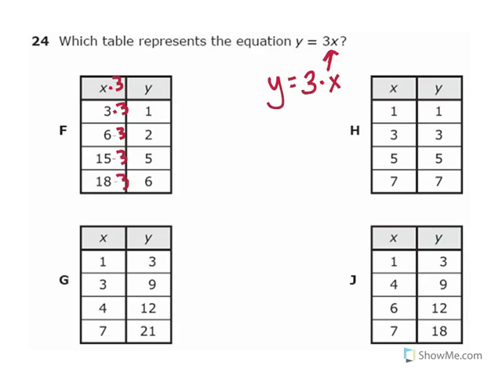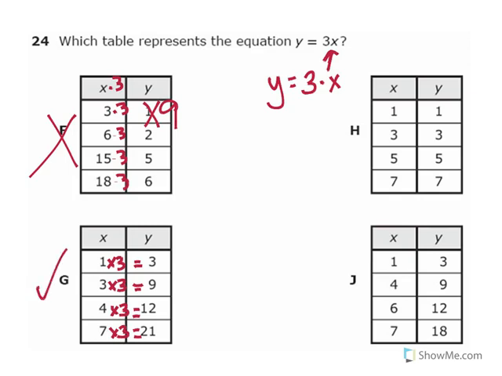So if I look at F, 3 times 3, I'm going to multiply that x times 3. So 3 times 3 is not 1. It should be 9, so that's not correct. So I can already get rid of that choice. If I look at G, I'm going to multiply this by 3, and 1 times 3 does equal 3. 3 times 3 equals 9. 4 times 3 equals 12. 7 times 3 equals 21. Okay, so that is correct.